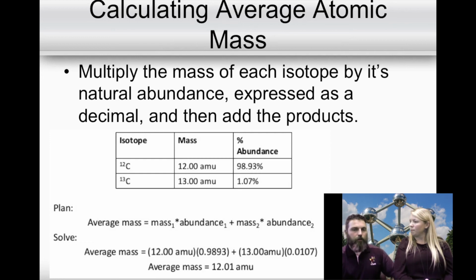Got it. So there is way more carbon 12 than there is carbon 13. Absolutely. So then the average is much closer to 12. Seems right.